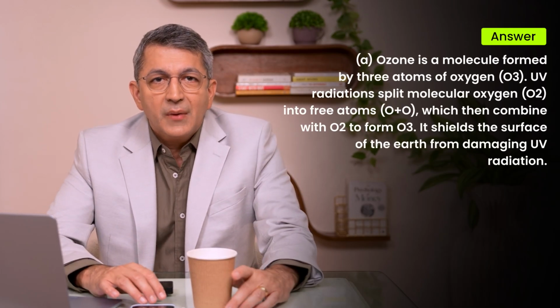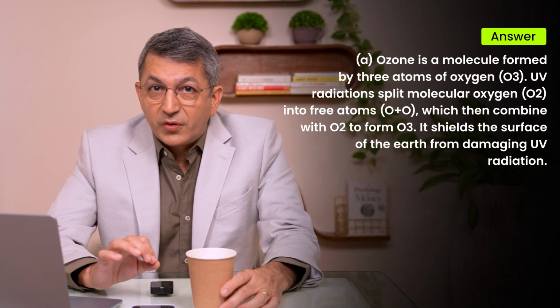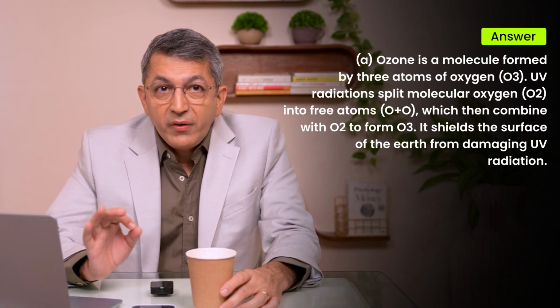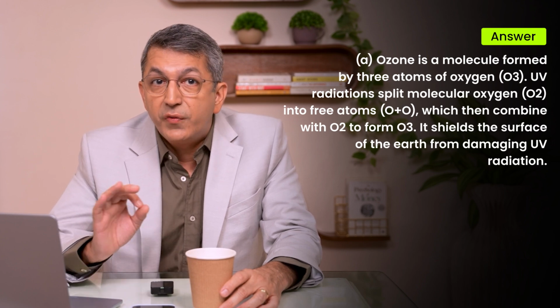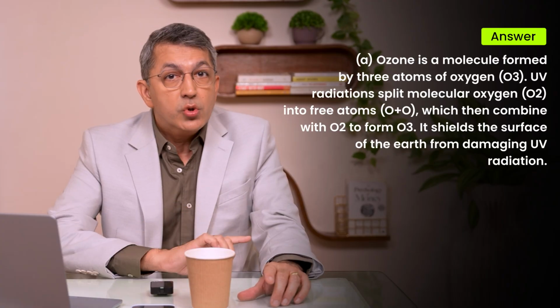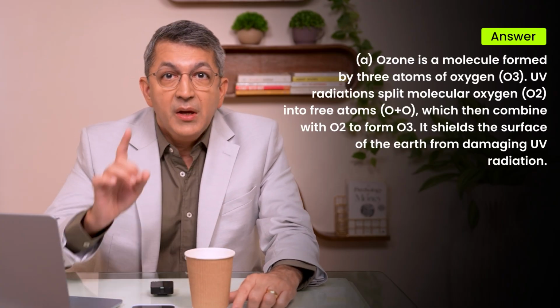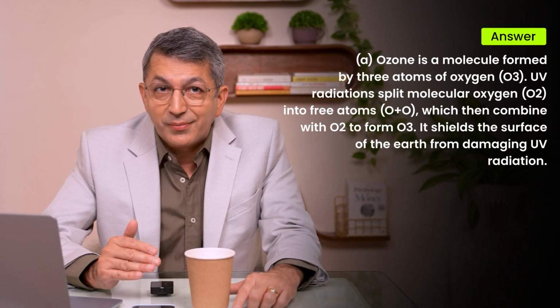Answer A. Ozone is a molecule formed by 3 atoms of oxygen, O3. UV radiations split molecular oxygen, O2, into free atoms, O plus O, which then combine with O2 to form O3. It shields the surface of the Earth from damaging UV radiation.